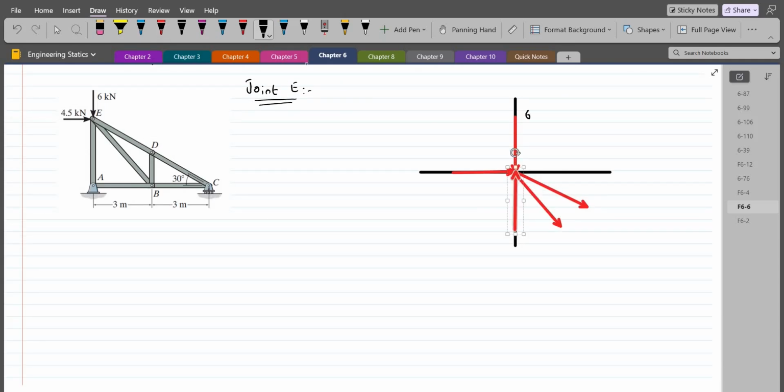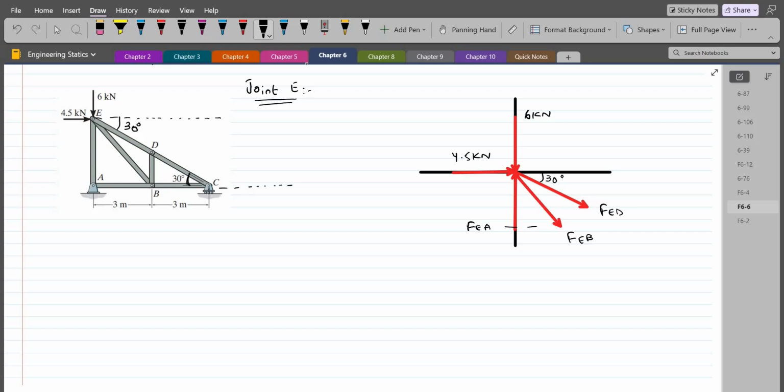So this right here is 6 kilonewton force. This is 4.5 kilonewton force. This is the force FED. This is the force FEB. And this is FEA. If I draw a horizontal line here, then this angle is also 30 degrees because it is alternate to this 30-degree angle. So they are same. So this angle right here is 30 degrees.